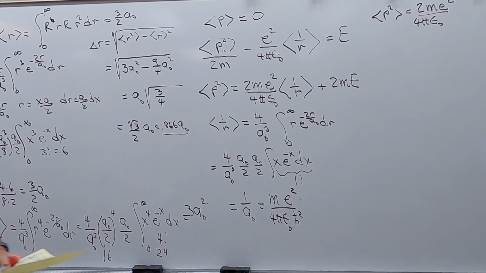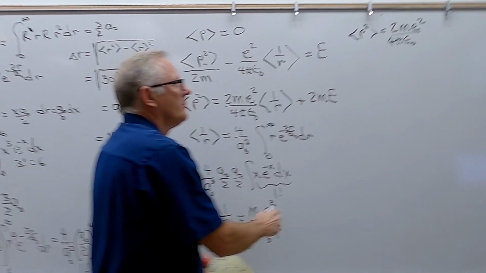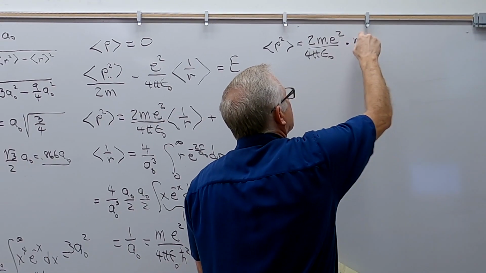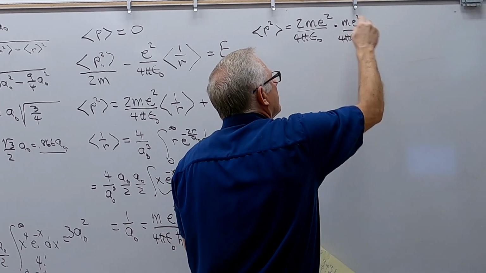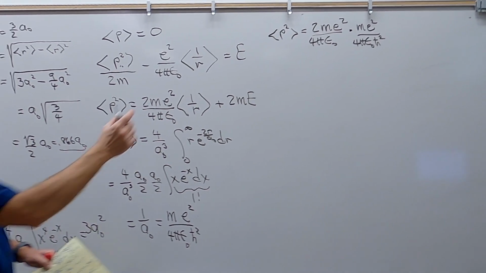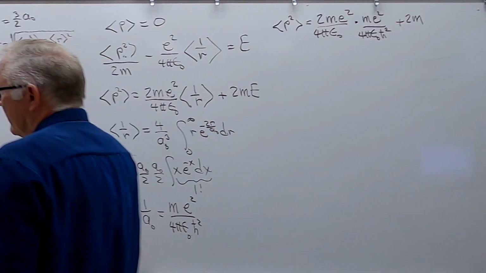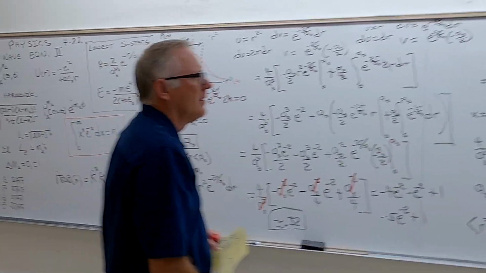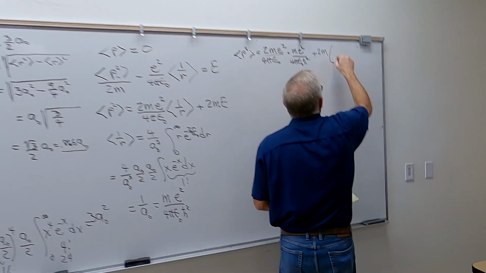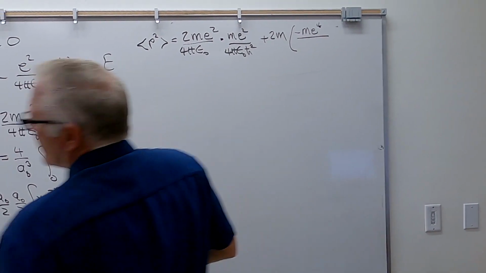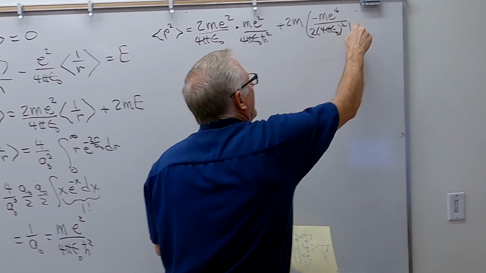Okay. So what do we have up there? We have a 1 over a naught because this was 1 over a naught. So I would put that up into here. We got an m e squared all over 4 pi epsilon naught h bar squared. Okay, that takes care of this term, plus 2m times my E. And remember, my E was right over here, which is minus m e to the 4th all over 2 times 4 pi epsilon naught squared h bar squared.